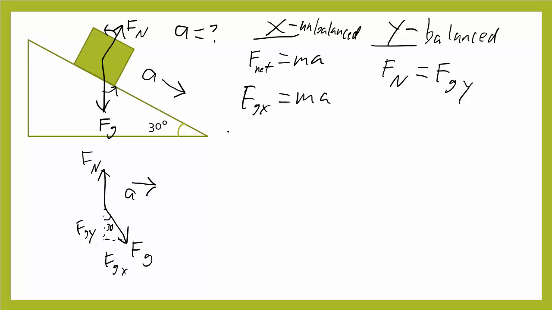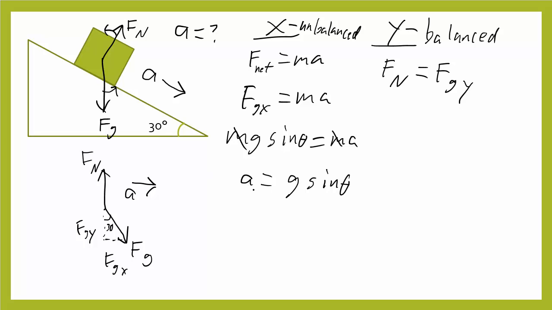To find Fgx, we would do mg sine theta, the x component of gravity, set that equal to ma. Masses actually cancel out, so my acceleration, if I switch sides here, is g sine theta. You might want to make a note of that. That is always going to be the equation for the acceleration of a box down a ramp in the absence of friction.